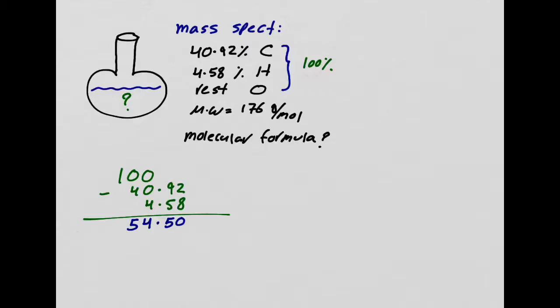100% is the exact number. Do you agree? Yeah, 100% is the exact number. It's not something you measure, right? So 100% is not going to affect my sig fig. What I could do if I want, I can put in as many zeros as I want after 100. It doesn't matter. It's the exact number. It's not going to affect my sig fig.